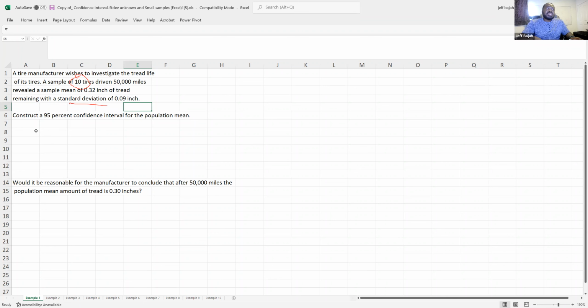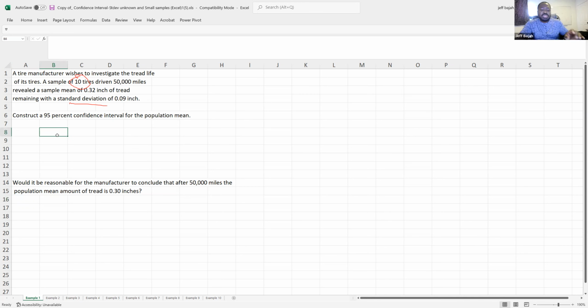You're told to do 2 things. You are told to construct a 95% confidence interval, and then you're asked, based on the results, would it be reasonable to conclude that the population mean is 0.30 inches? Remember, your confidence interval is created with the hope that it contains the population mean. So based on that, if someone says that the mean is 0.30 inches, would that sound like a reasonable statement? Well, we're going to find out.